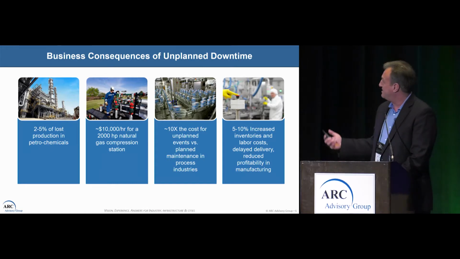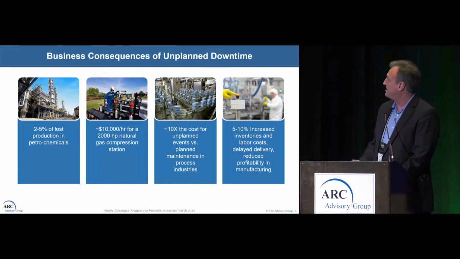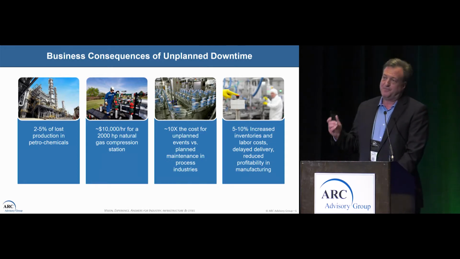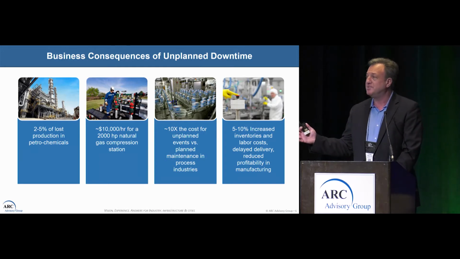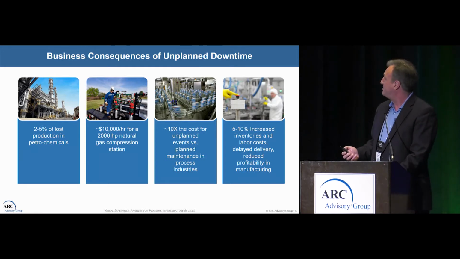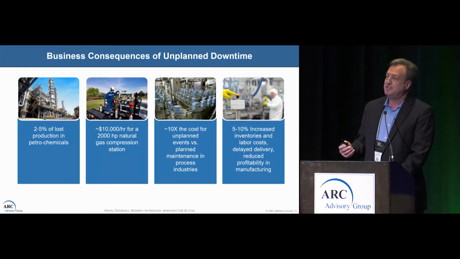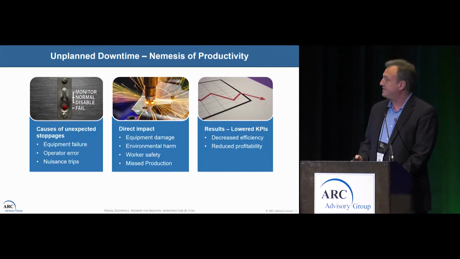Looking at some of the stats, that can be 2 to 5% of lost production in plants. We have an example of $10,000 an hour at a natural gas compression station. The cost difference between unplanned downtime and scheduled downtime is about 10 times. It also causes companies to make about a 5 to 10% increase in things like inventory and labor costs, just as a result of having to factor in that issue.